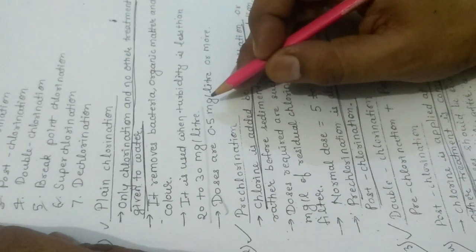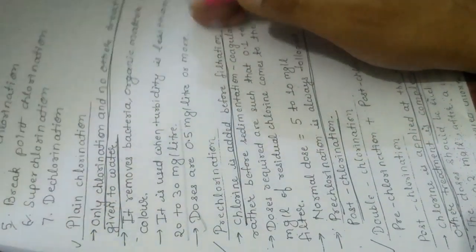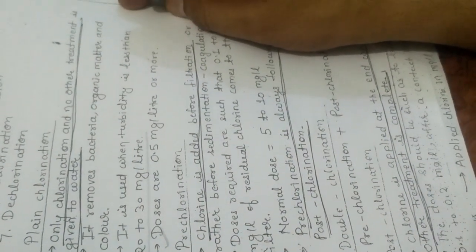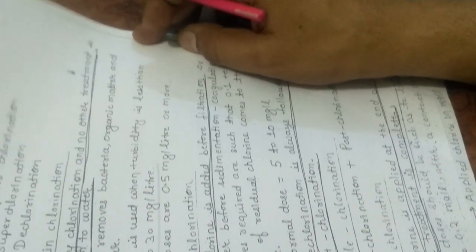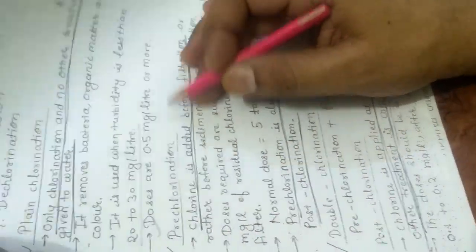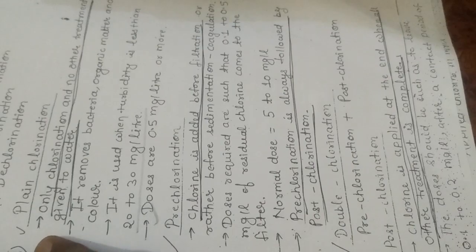It is used when turbidity is less than 20 to 30 milligram per liter. We have discussed turbidity already. Doses are 0.5 milligram per liter or more. This is the dosage.